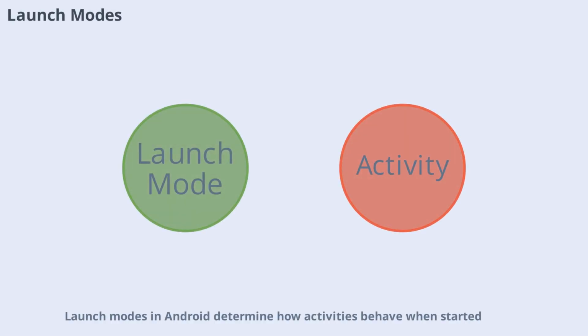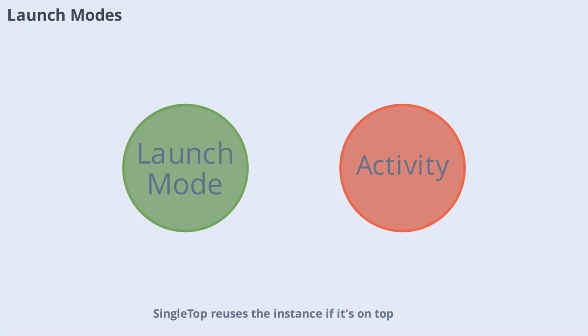Launch modes in Android determine how activities behave when started. Standard mode creates a new instance each time. SingleTop reuses the instance if it's on top. SingleTask ensures only one instance exists in the task, and singleInstance runs the activity in its own task. Understanding launch modes helps manage activity instances, navigation, and user experience. Choosing the right mode is crucial for scenarios like notifications, main screens, or standalone settings pages.